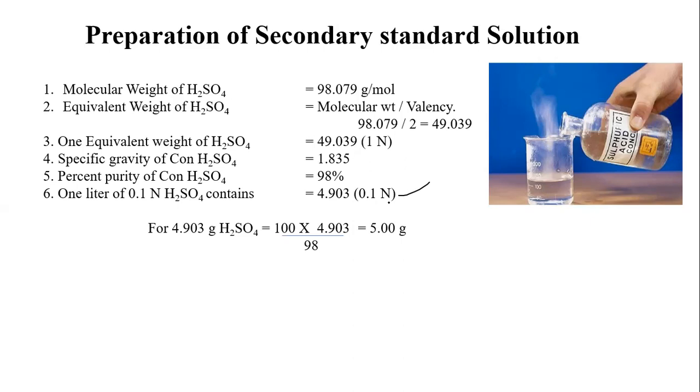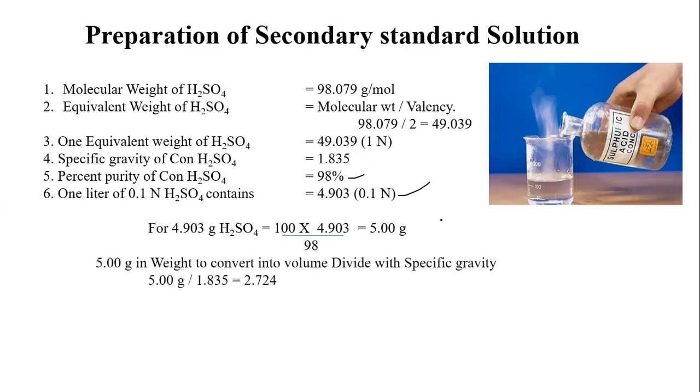Now we have to find out the purity of this solution: 100 into 4.903, which is your 1 liter content, as I said, I'm preparing a 0.1 normal solution, divided by 98, the percent purity. So we get 5 grams. Remember, I get 5 grams. It is not yet converted into volume. Our sulfuric acid is a volume, not a salt. So to overcome this problem, we have to divide by the specific gravity.